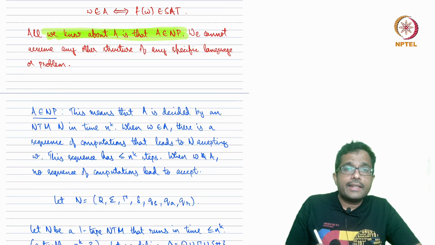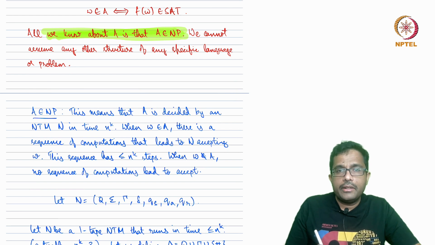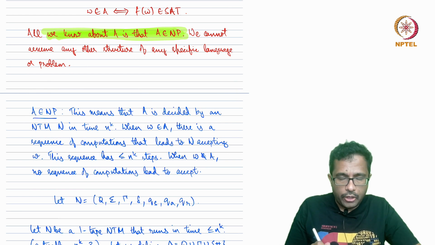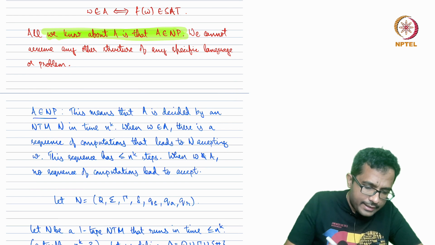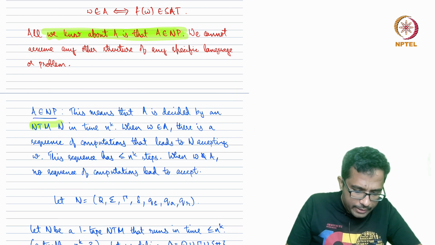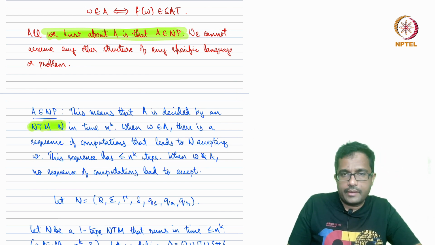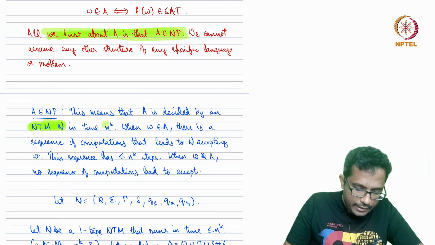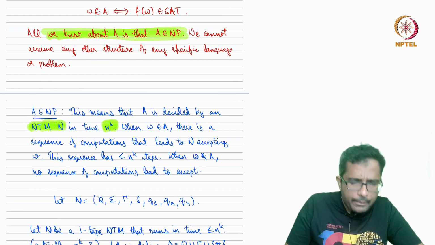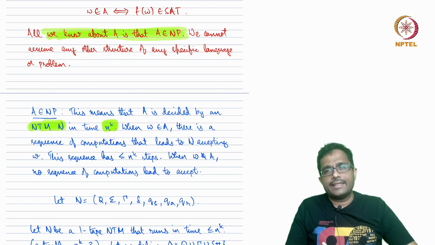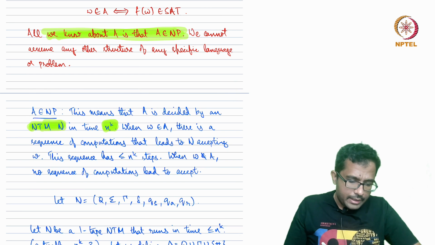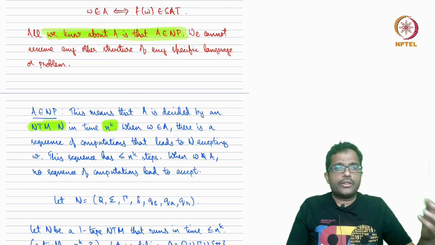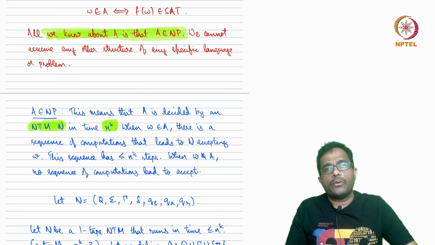A is in NP means that A has a polynomial time non-deterministic Turing machine that decides it. Non-deterministic polynomial time decider. So let us say A is decided by a non-deterministic Turing machine N. This is just the definition of NP, in polynomial time. To be a bit more specific, let's say it gets decided in time n^k. So this means that there is a non-deterministic Turing machine that runs in time n^k and decides A.